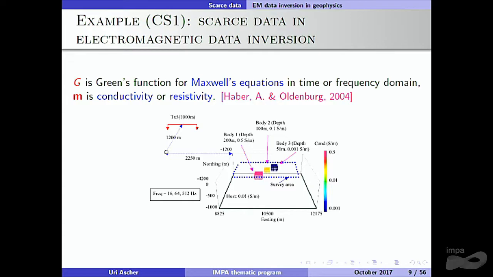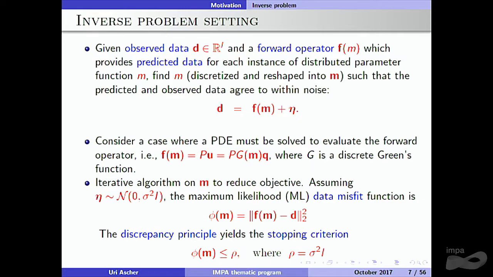What this means is that there are infinitely many ways to make phi of m as small as possible. The number of data is much smaller than the number of degrees of freedom. Just imagine using some mesh to discretize the box. It would be a three-dimensional discretization, and you really have data only on a loop. So this discrepancy principle, the Morozov principle, loses a lot of steam right away. There will be infinitely many ways to satisfy the principle.